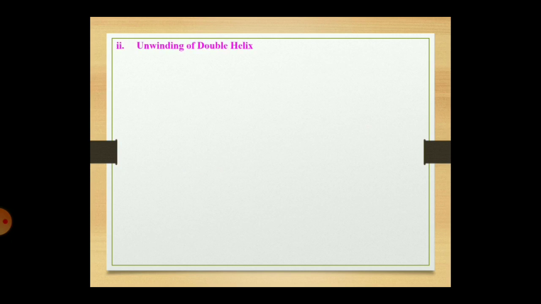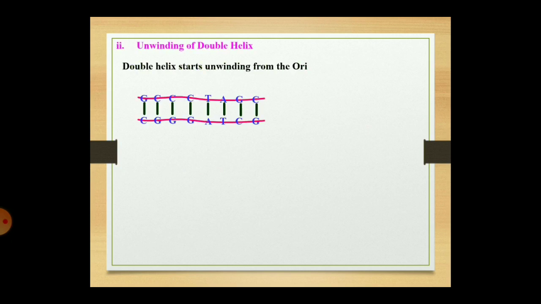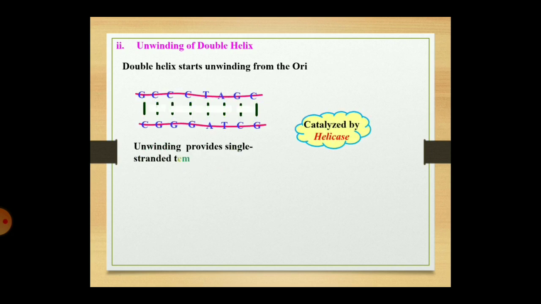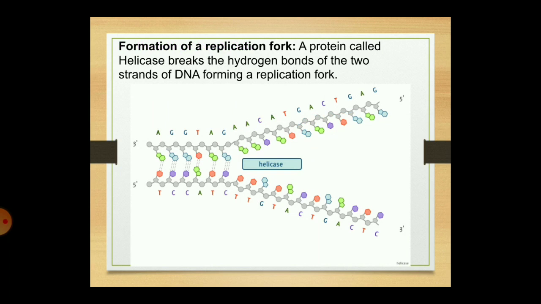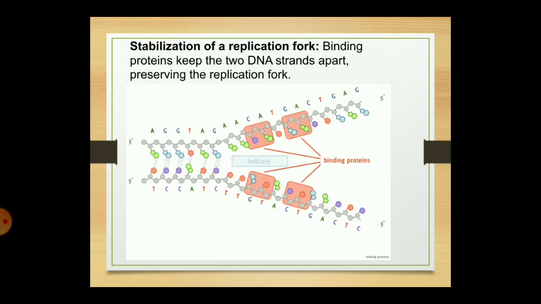Then the unwinding of the double helix, which you already discussed. The unwinding of the double helix occurs from the ori site, the origin of replication site, and it is catalyzed by an enzyme called helicase. Unwinding provides a single stranded template for replication, so the two separated strands act as template strands. Look at here. A protein called helicase breaks the hydrogen bonds of the two strands of DNA, forming a Y-shaped structure, and that Y-shaped structure is called a replication fork.